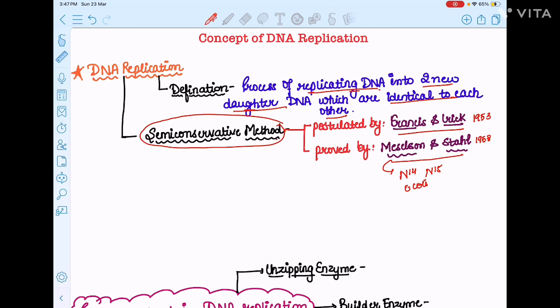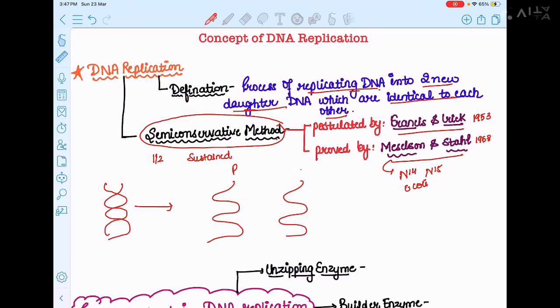Now, what is the semi-conservative method? Semi means half and conservation means sustained or conserved, which means if there is a DNA like this, and it is going to replicate, first of all, it will divide itself into two. So these are your parental strands. Now the new DNA strands will attach to them and form new DNA. So in this case, we are seeing that the parental strands are conserved halfway. That is, they are semi-conserved in the new daughter cells.